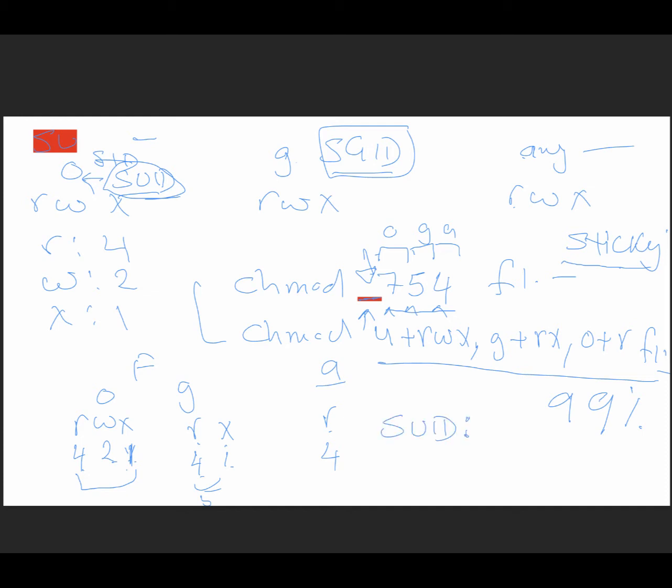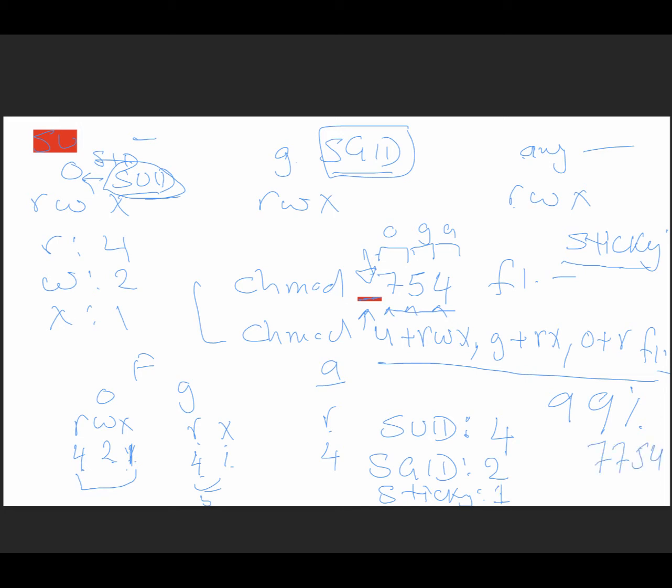This one has a numeric form as number 4. Set group ID, I'm going to have numeric number 2 if you want to use it as numbers. And sticky here, I'm going to have 1.